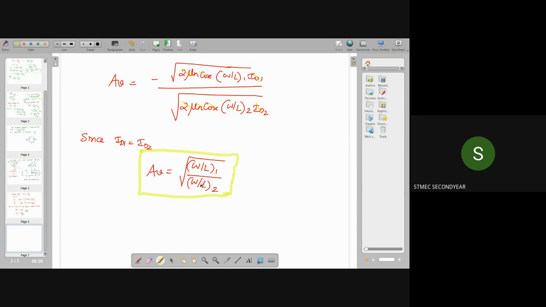From this we can conclude that our gain only depends upon the transistor dimensions, that is the width and length of the two transistors.